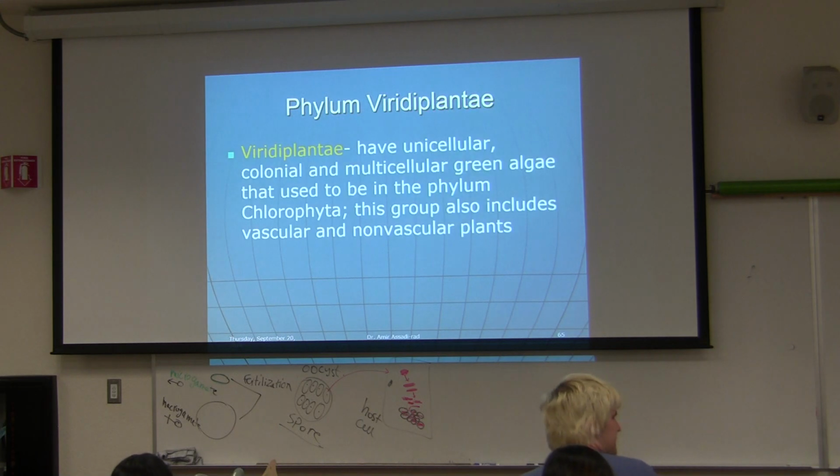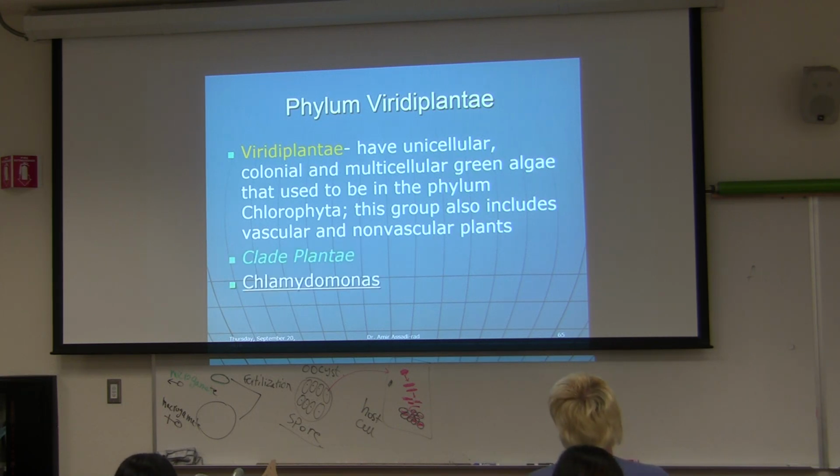Phylum Viridiplantae. Viridiplantae have unicellular, colonial, and multicellular green algae that used to be in phylum Chlorophyta. We do not have phylum Chlorophyta anymore. This group also includes vascular and non-vascular plants, clade Plantae. Again, it's crazy the way they're doing the classification nowadays. Chlamydomonas is one of those protista that I talked about, a single-cell organism, but they're putting it in clade Plantae, in phylum Viridiplantae.